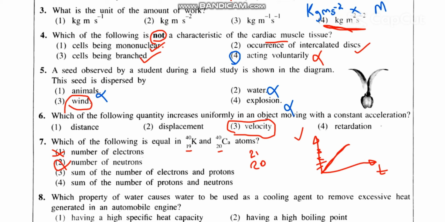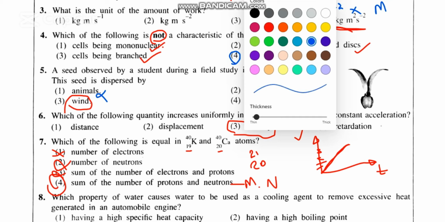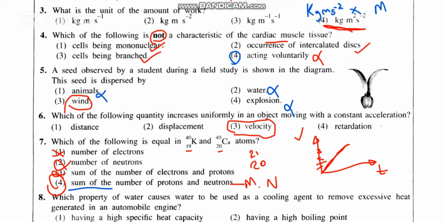Sum of number of electrons and protons. No, there is no such thing. Sum of number of protons and neutrons, that is the mass number. You can see the mass number is equal, 40 and 40. So our answer is the fourth one. So easily reject the wrong answers, and the correct answer will automatically come.